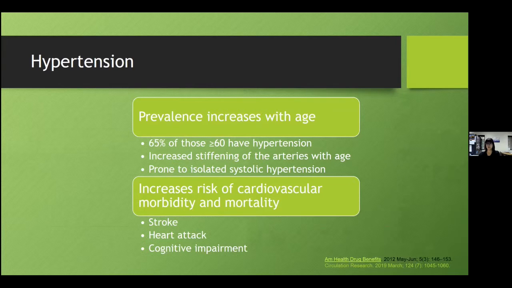We'll talk more about what some of the recommendations might be. We do know, though, that the prevalence of hypertension increases with age. Part of the physiologic changes that occur with aging is that you get stiffening and hardening of the arteries. You get plaques that build up within the arteries. And older adults especially are more prone to isolated systolic hypertension. Because of this, there's increased risk of cardiovascular morbidity or mortality, including strokes, heart attacks, and an increased risk of cognitive impairment associated with it. So it is something that does have possible significant consequences.